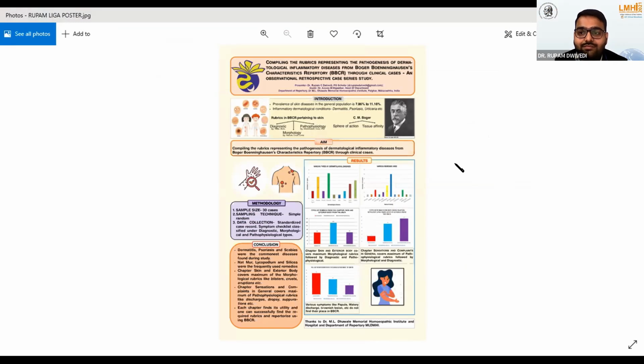Dr. Rupam, did you consider the symptoms from other heads as well, or only the skin symptoms were taken into consideration for prescription? Yeah, thank you for the question. Only symptoms pertaining to the skin complaints were taken. Others were not taken, as my study was purely conducted on the pathogenesis of dermatological inflammatory diseases.